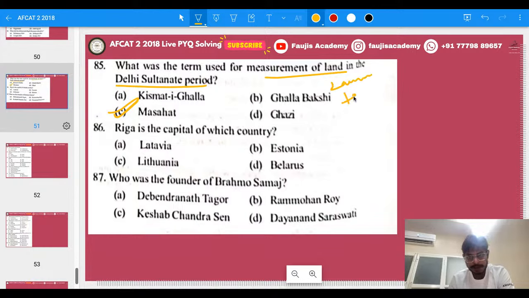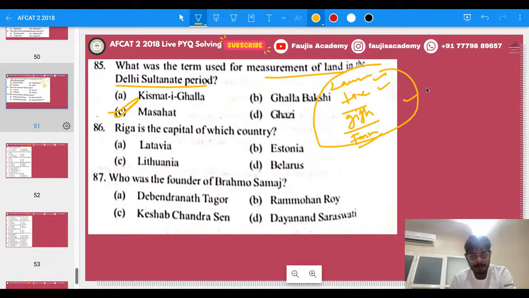Zamindars, tax collection, gifts and all. Even the names of farmers had very different names during those periods.